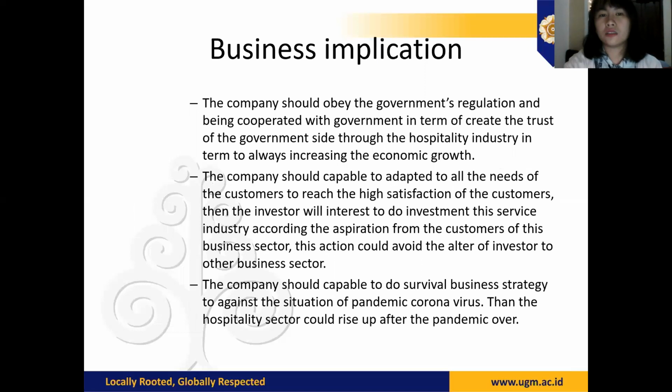The business implication: the company should obey all the government regulations and go side by side with the government, so the government can support the hospitality industry and help the growth of the industry itself. The second business implication is that the company should be capable of adapting to all needs of the customer to reach high satisfaction. The third business implication is that the company should be capable of surviving when there's a pandemic such as coronavirus, with a survival business strategy.